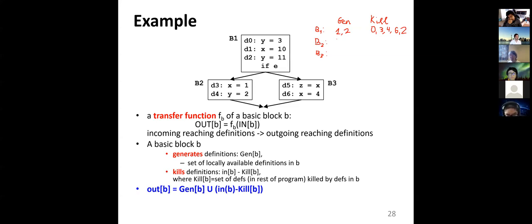Okay, let's go a little bit faster. How about basic block 2? What is in their gen set now? And I want as many people as possible to participate.